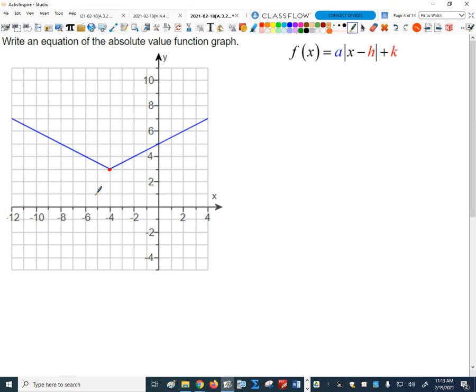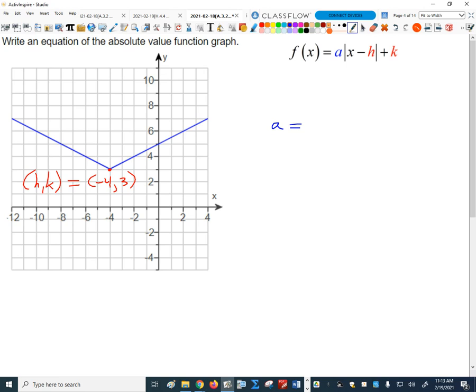Type it in chat for me. What are the values of H and K? Close. Oh, there we go. Good. -4, +3. Okay, good. Just the coordinates of the vertex, right? So there's H and K. What about the value of A?